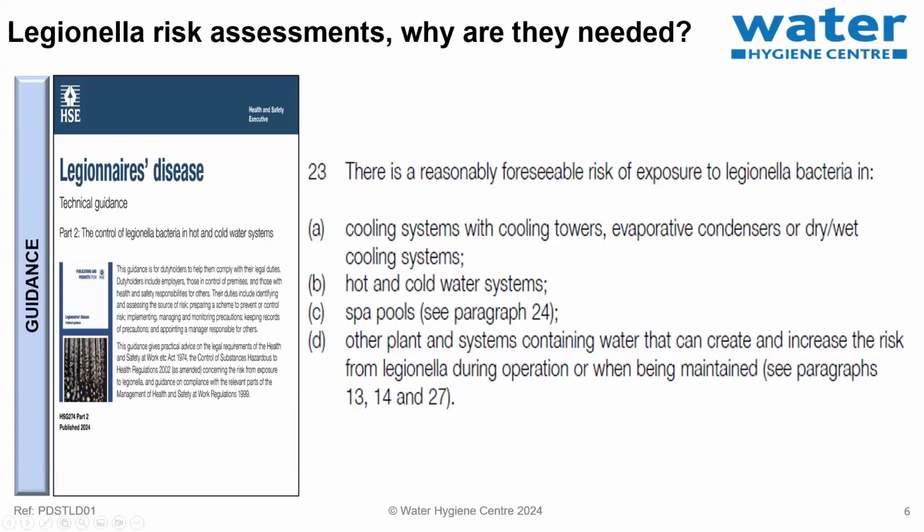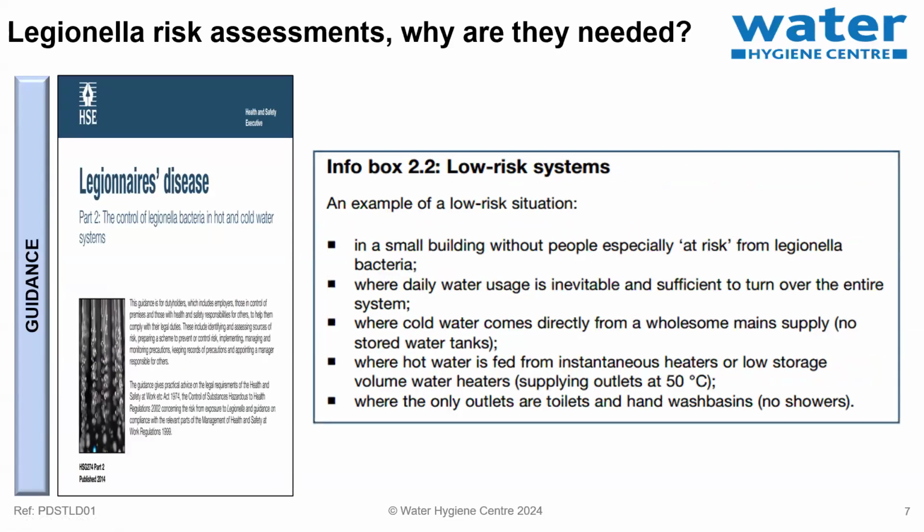Okay, so we've also got a low risk system. An example of a low risk situation is in a small building without people especially at risk from Legionella bacteria, where daily water usage is inevitable and sufficient to turn over the entire system, and where cold water comes directly from a wholesome main supply, no stored water on site, where hot water is fed from instantaneous heaters or low storage volume water heaters, and where the only outlets are toilets and hand wash basins. However, even a low risk system needs to have a basic risk assessment performed and some form of monitoring regime in place.